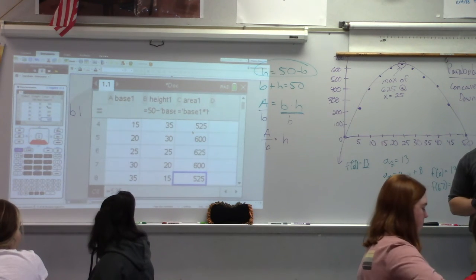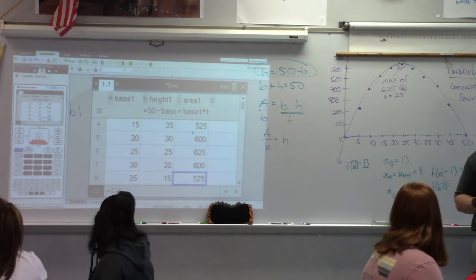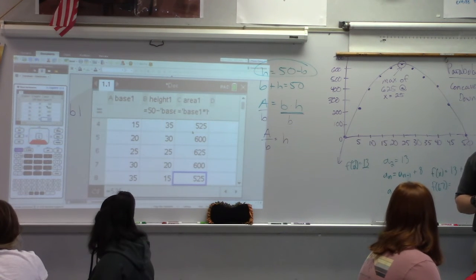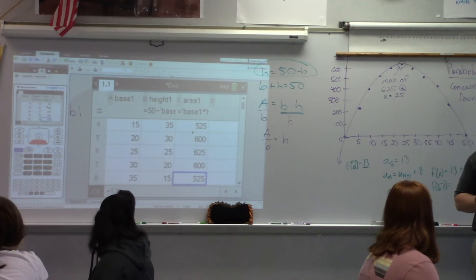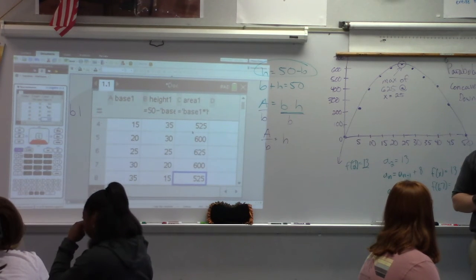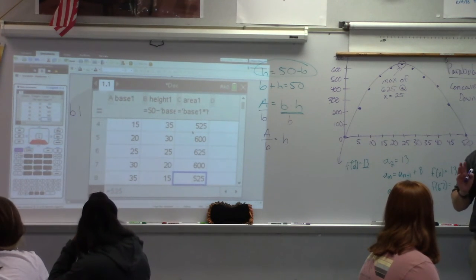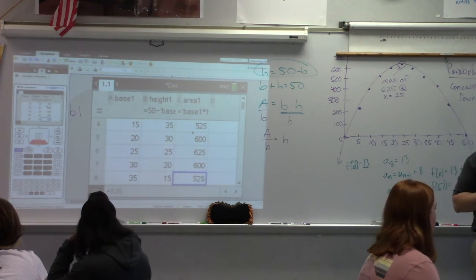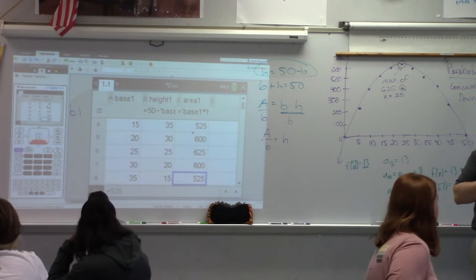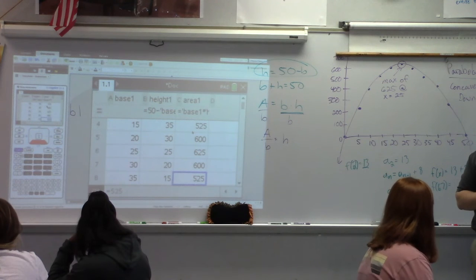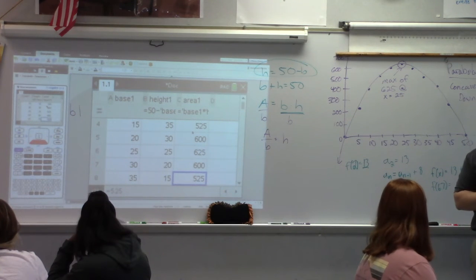So think about it for a minute. We're just trying to grow and learn together. Anybody want to push back? Does it have to be base? I just need an equation for the area that has only one variable. You could have y just represent one of those variables. It does count.